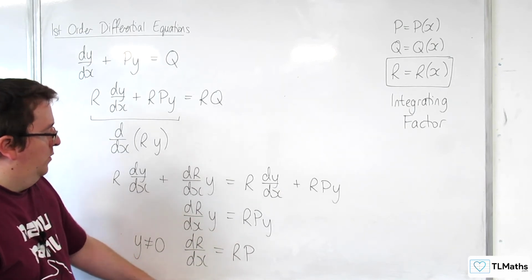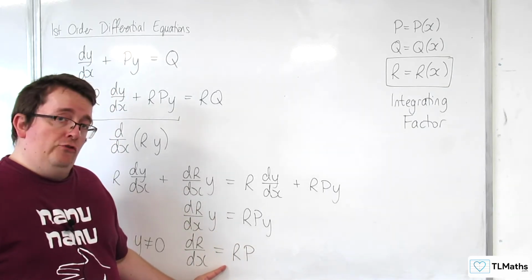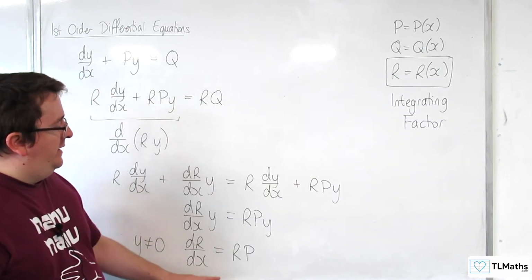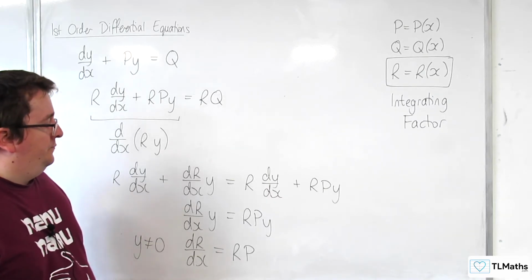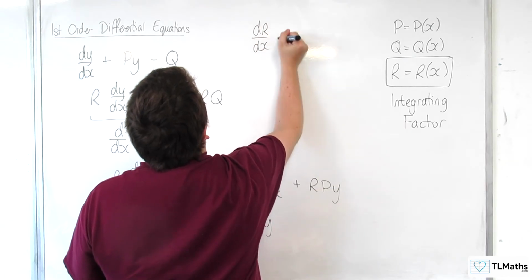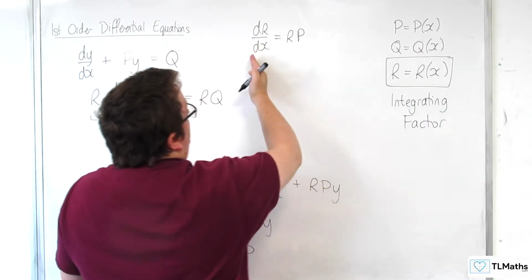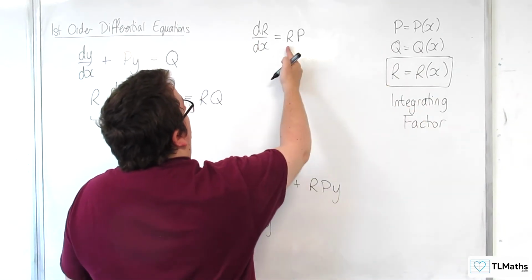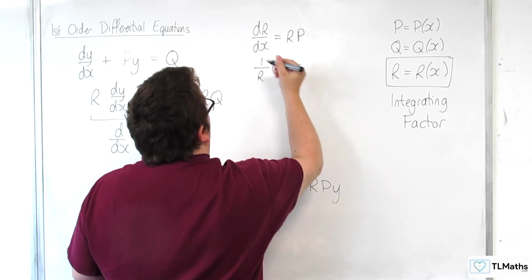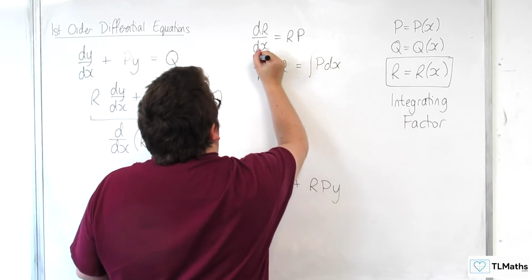Okay, right. So now what I've ended up with here is a first order differential equation that is separable. So we can use A-level maths techniques to solve that. So let's go up here. So we've got dr by dx is equal to r times p. So I'm going to separate the variables. I'm going to get the r's on the left-hand side and everything else on the right-hand side. So I'm going to divide both sides by r and multiply both sides by dx. And I'm going to integrate both sides.